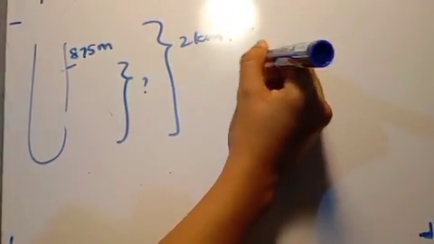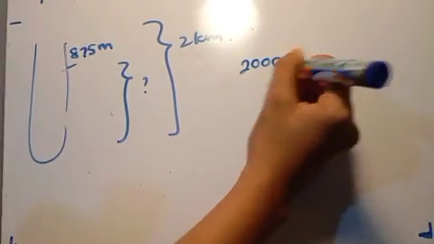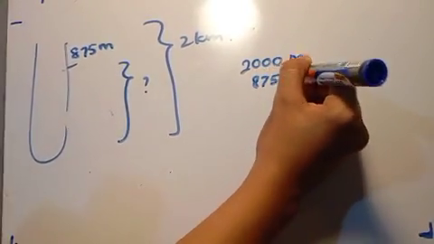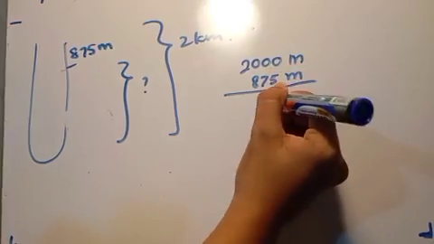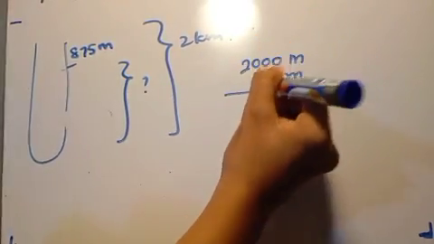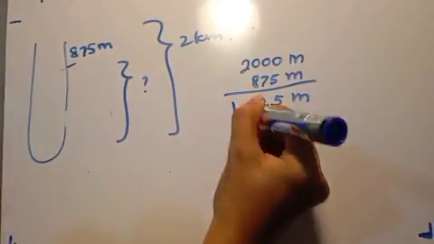So for that, convert this to meters. 2000 meters, take away 875 meters. So it is 10 take away 5 is 5, 9 take away 7 is 2, 10 again, 9 take away 8 is 1 here.